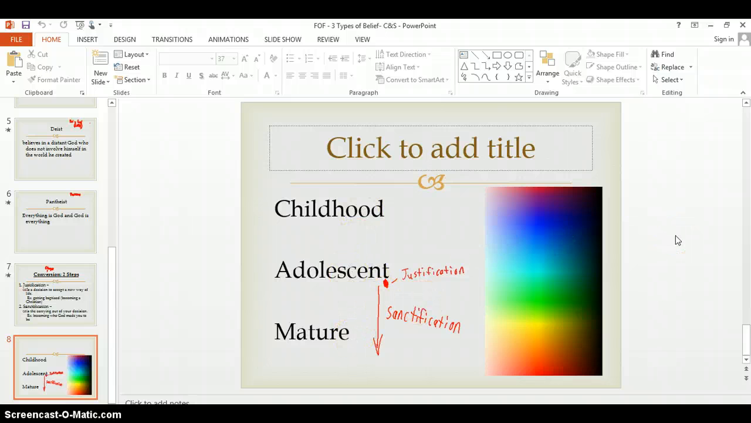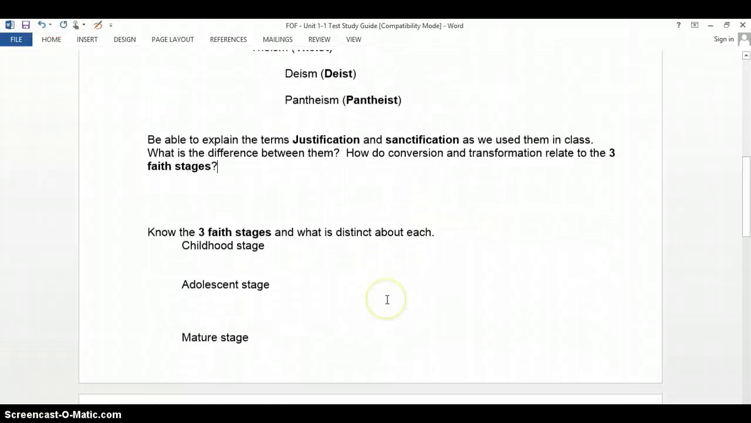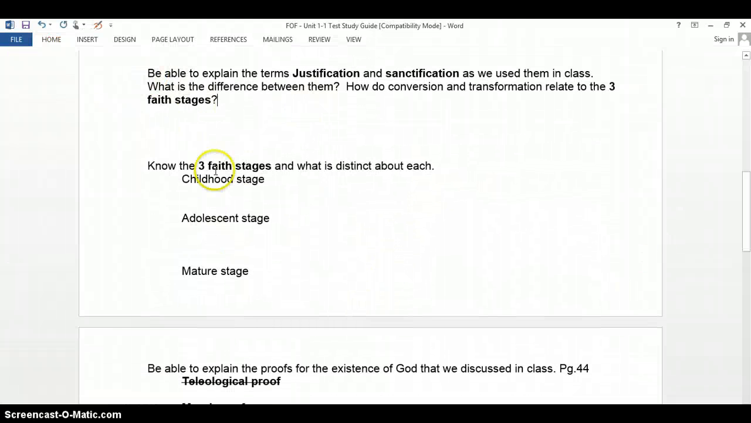So this would be a good time to talk about the 3 faith stages. We'll talk about these together. The childhood stage of faith is when you just basically believe whatever it is your parents have taught you and you don't really question it. The adolescent stage of faith is when you start to question, you're searching, you're not really sure what you believe, you're starting to question what you've been taught, and you're seeking.